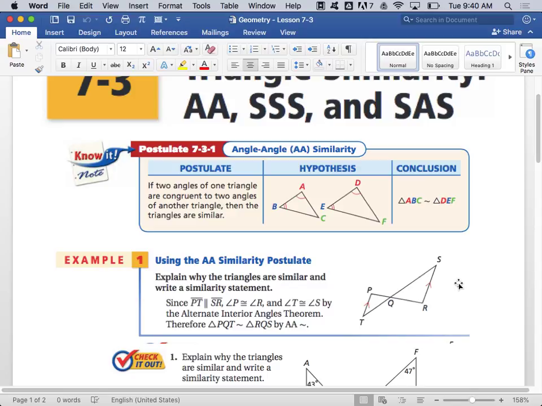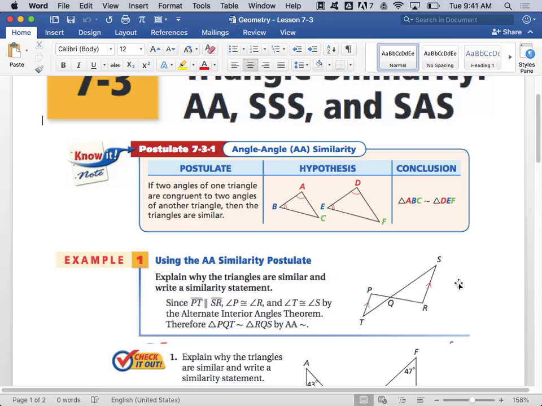Now, if I know that two angles of two triangles are congruent, two pairs of angles are congruent, then I know that the third must be congruent because they all have to add up to 180. So if two are the same, then I know the third has to be the same. And if all three angles of a triangle are congruent, then I know that they're similar because they're the same exact shape. If the angles are the same, then the shape is the same. Does that make sense to you guys?